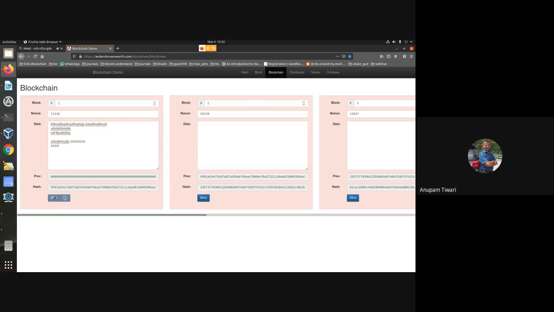So I press the button mine, and within a few seconds, it will give me a hash which is prefixed by a certain number of zeros. Yes, I have got it. And now I've got a fresh nonce also.